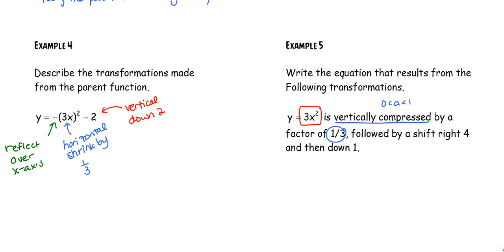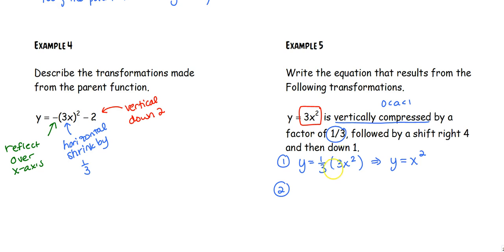So we're going to do these in steps. Our first step there is to vertically compress it. So we take our function. The vertical compression, again, is on the outside by 1/3. And this is the function that we are compressing. So that's going to leave us with y equals, we distribute that in. 1/3 times 3 is going to leave us with y equals x squared.